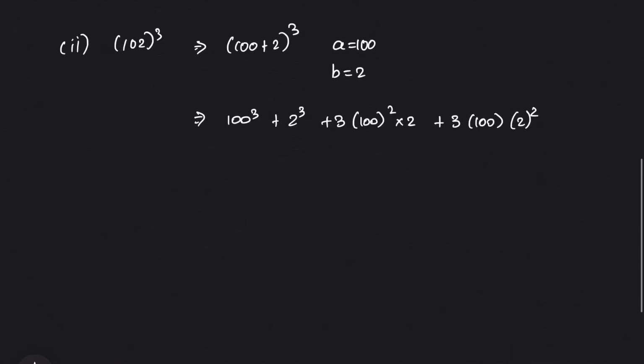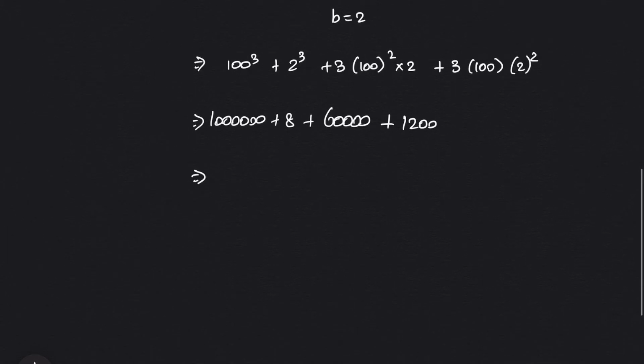And after simplifying we get 10 lakh. 2 cube is 8, plus 2 multiplied by 3 is 6. So 6 cross 10,000 is 60,000, plus 2 squared is 4. 4 cross 3 is 12, so 1200. After simplifying we get 10,61,208. So this is the final answer of this one.